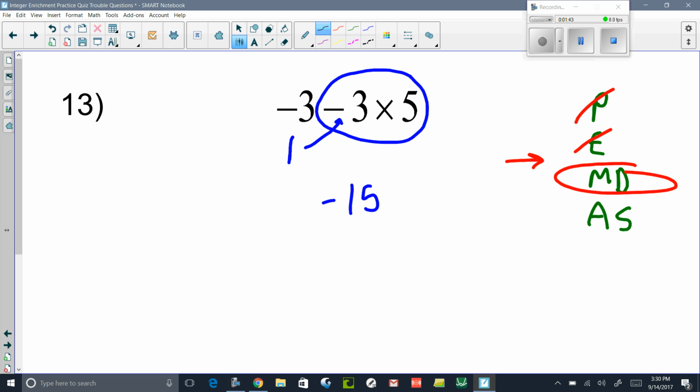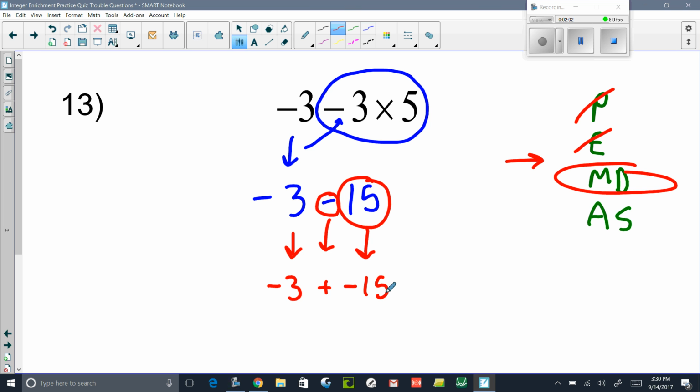We then bring down the negative 3, and we have negative 3 minus 15. Our rule for subtracting says we leave the first number the same. We change the subtraction sign to addition, and we change whatever's left over to the opposite. So once again, in this example, we have signs the same. We have a negative and a negative. If the signs are the same, you find the sum. The sum of 3 and 15 is 18. And again, we keep that sign.